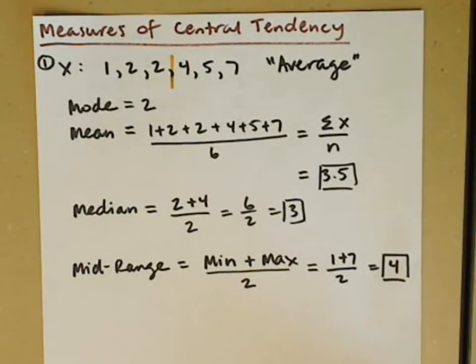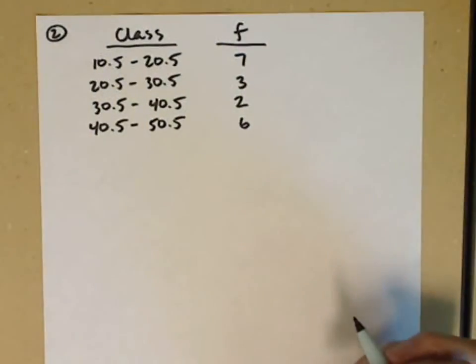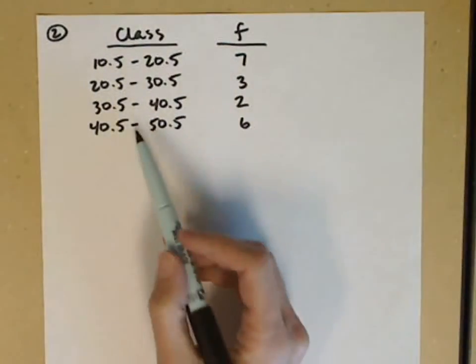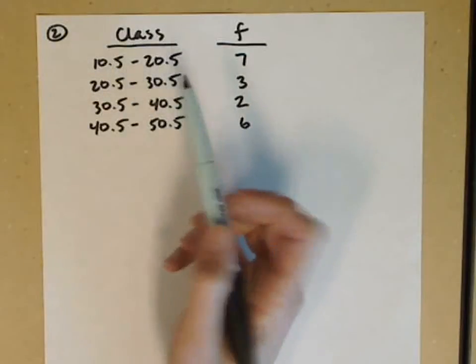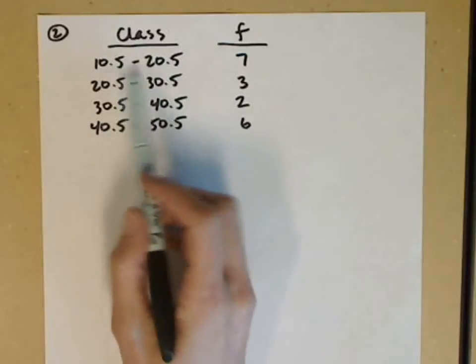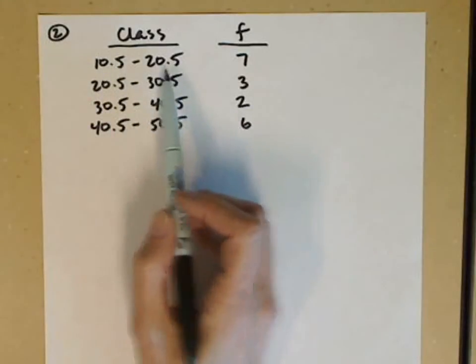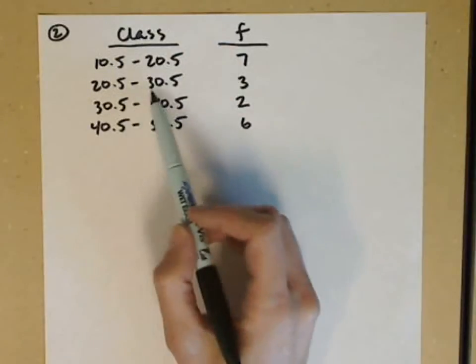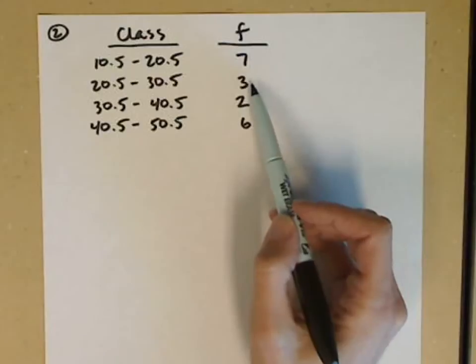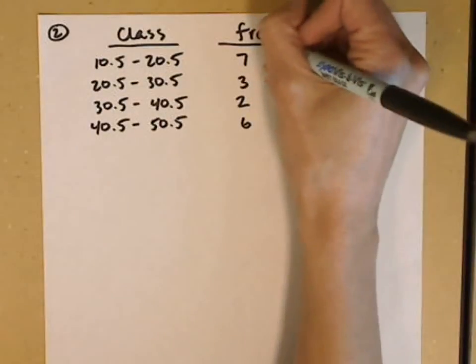So we've done a simple distribution. In our next example, we're going to look at a grouped distribution. So this is a grouped distribution. I've got classes, so these could represent ages or salaries or any other kind of information. 10.5 to 20.5, I have 7 values that fall into that category. 20.5 to 30.5, I've got 3 in that category, and so on. F stands for frequency.